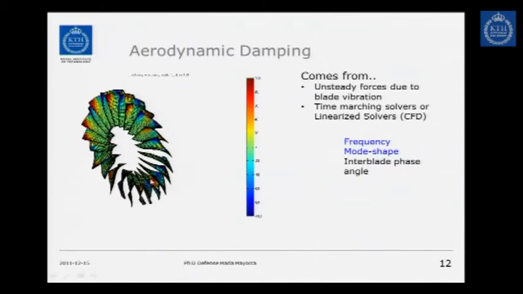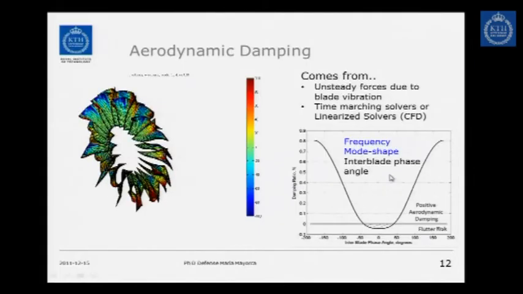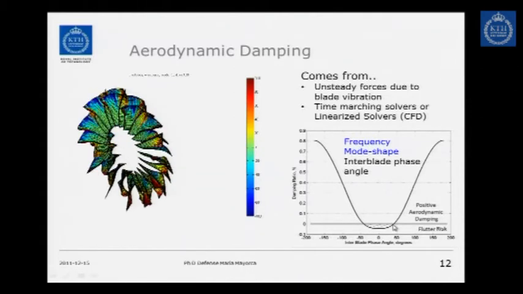What you're interested in, what I show here also with these colors, is the pressure on the blade changing due to the vibration. And this is actually what we need to predict. And this usually comes from time marching solvers or CFD calculations. So we need to predict, for a specific frequency and mode shape, what is the damping produced at different interblade phase angles. And then we introduce here the stability curve. And what happens is that at some interblade phase angles, the damping can be negative. This means that there is a risk for flutter, where you have an unstable condition. But if we have a positive damping, this is very good for us for the forced response because it would damp our vibrations.